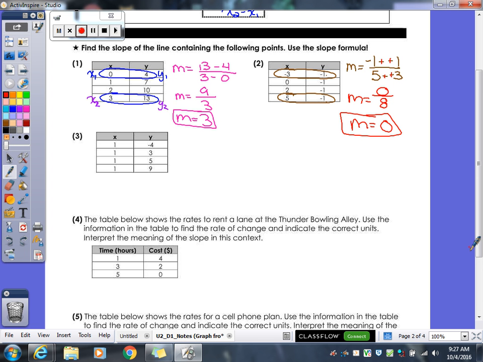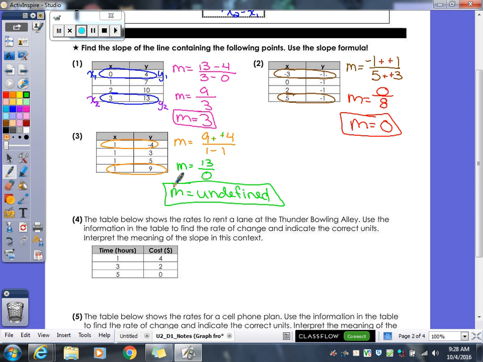Let's have you try the third one. So when I did all my math here, I ended up with a 13 over 0. And I see a lot of you did what I expect you to do, which is not the right answer. 13 over 0 is what? Undefined. You cannot divide by 0. A lot of people wrote that the answer was 0. It is not. When 0 is in the denominator, that's undefined.